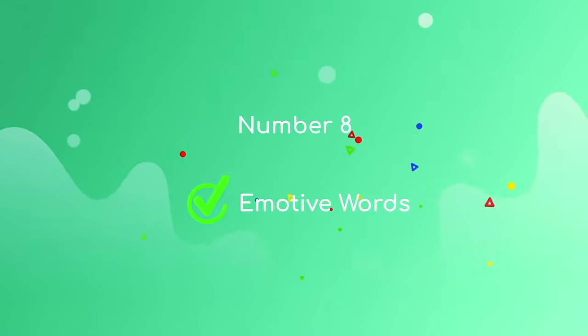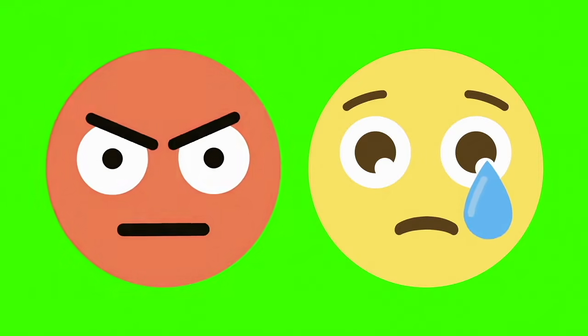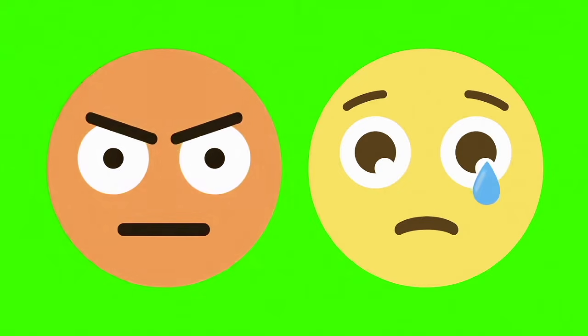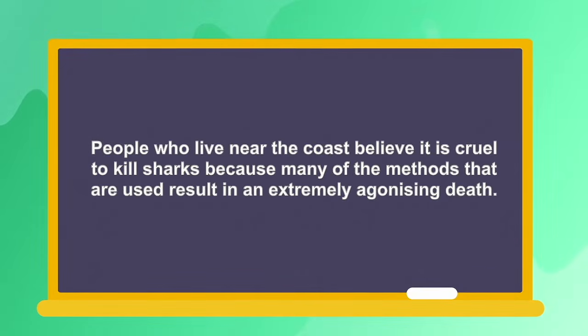Number 8. Emotive words. Emotive words are words that provoke an emotional reaction from the reader. If you can conjure up an emotion in others, it is much more likely that they will listen and remember what you are saying. For our shark persuasive, this passage includes the emotive word agonizing. This word was selected because it evokes a feeling of pity and sadness at the thought of sharks being killed in a very painful way.